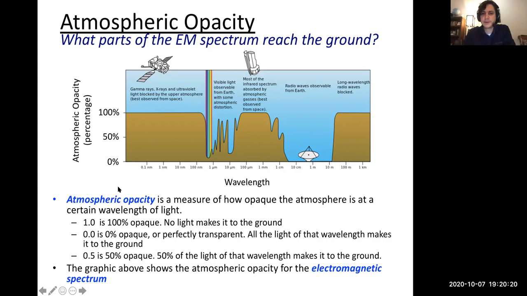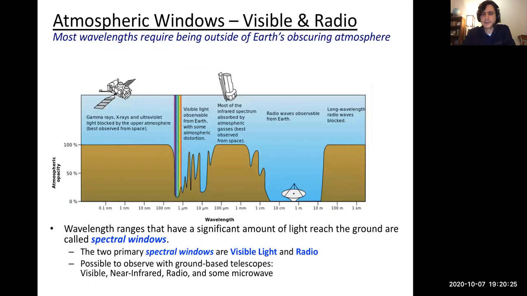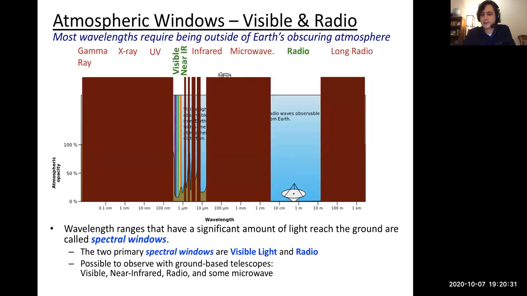So this shows us what parts of the electromagnetic spectrum make it to the ground. And let me go ahead and block out all the parts that don't make it to the ground. So what's left on this graph is what we can observe from Earth. We have two primary windows. We have two big regions of the electromagnetic spectrum that we can observe from the Earth. We have the visible part of the electromagnetic spectrum, and we can observe all of it. And we have radio wave, and we can observe a huge swath of radio waves that make it from outer space to the surface.